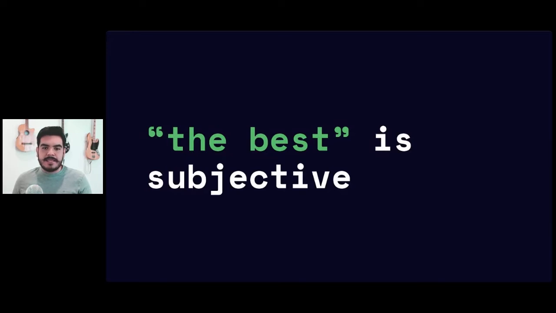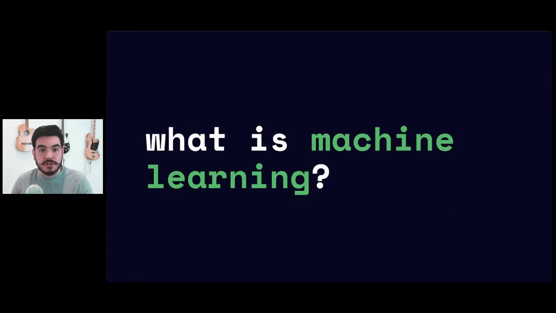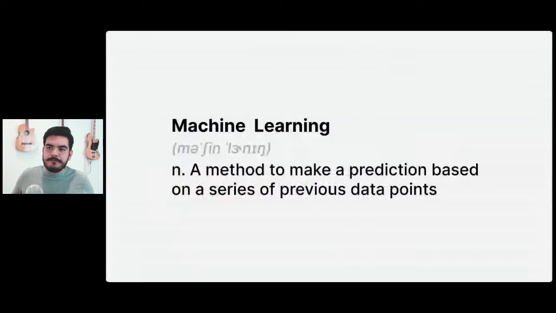So when I joined the team and I got presented with this challenge, it naturally led me to question, okay, so how do we actually design a product that learns from its users? And the path to learning more about this has been really, really interesting. But I think that to get to an answer, we should first understand what machine learning actually is. So in a very, very basic form, machine learning is just a method to make a prediction based on a series of previous data points, right?